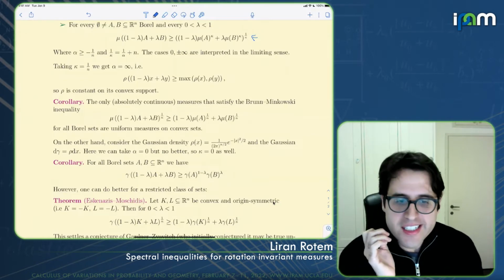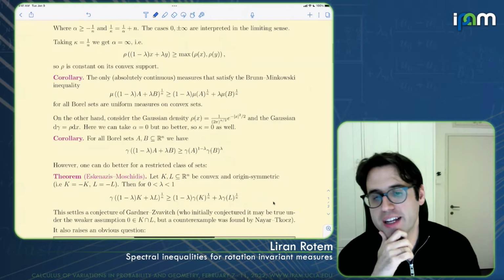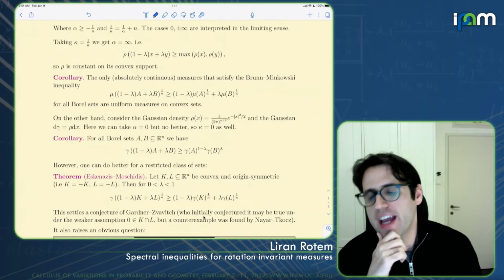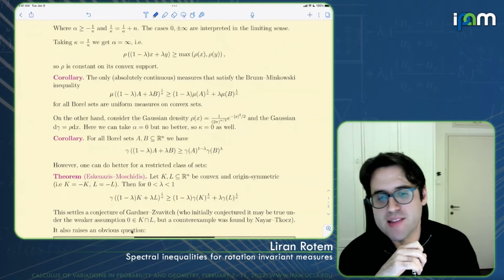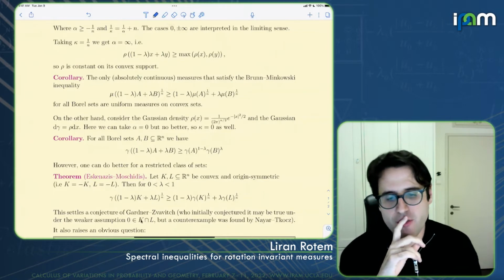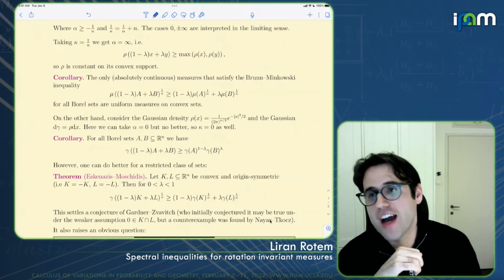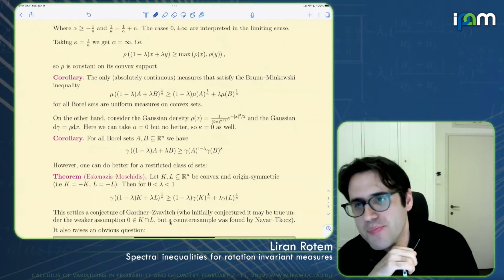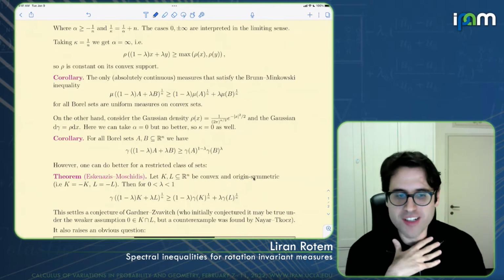And this didn't come out of nowhere. It was a conjecture of Gardner-Zvavitch. Okay, in their paper they said, well, maybe it's true even without symmetry, maybe it's true even if both K and L contain the origin. But there is a counterexample of Liran Rotem that says that this is impossible. So the question was, is it true for origin symmetric sets?